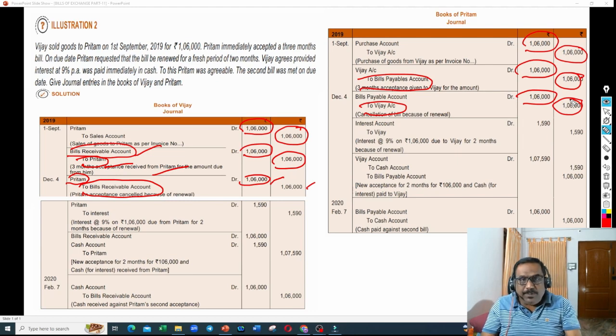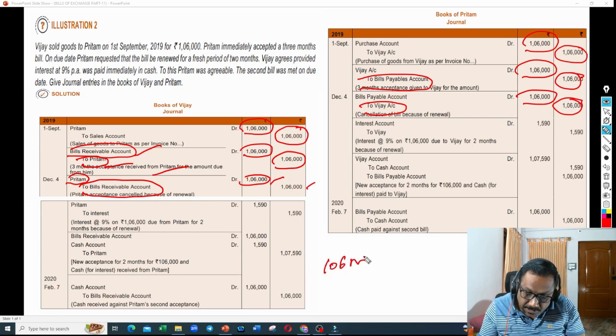While extending this bill for another 2 months, the first and foremost thing we need to keep in mind is that we have to calculate the interest, because Vijay said, I'm ready to extend for another 2 months, provided you pay me 9% interest by cash immediately, right? So for that we need to write an entry. What entry will we write?